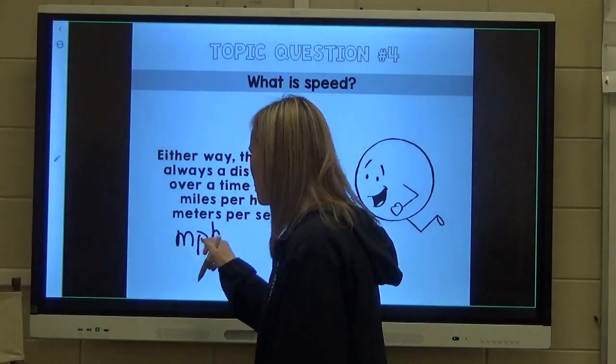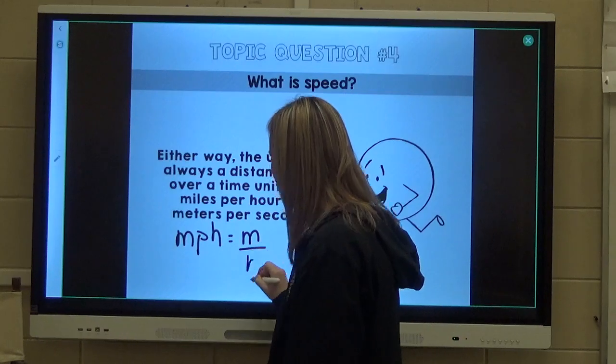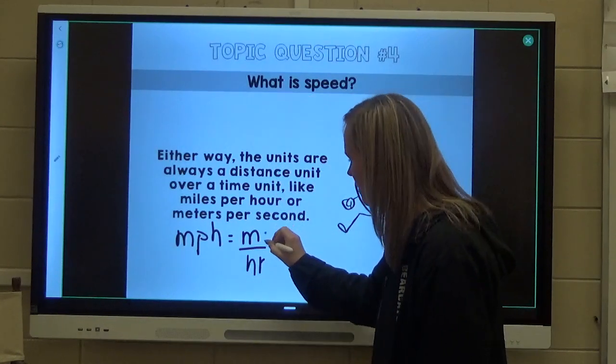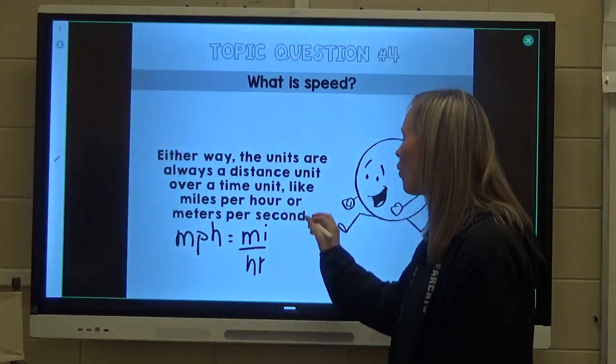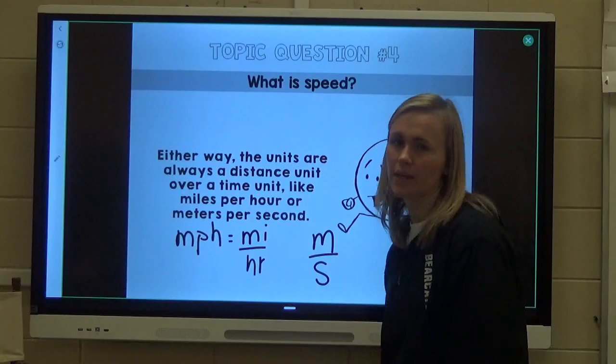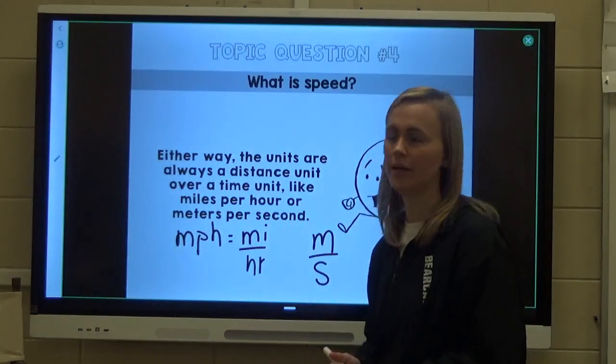MPH, that is miles per hour. It's the same as miles over hour. Or meters per second. That's just indicating a distance unit divided by a time unit.